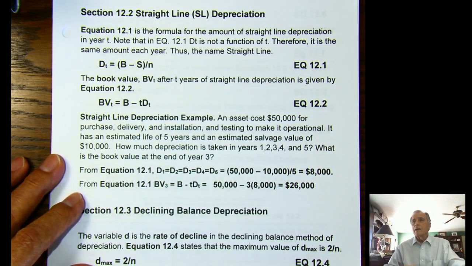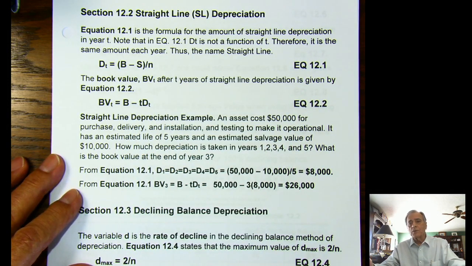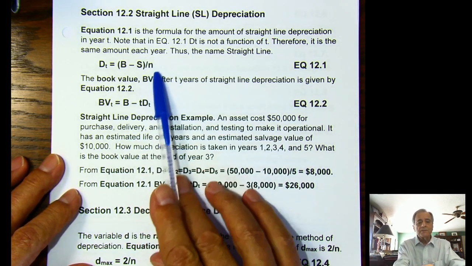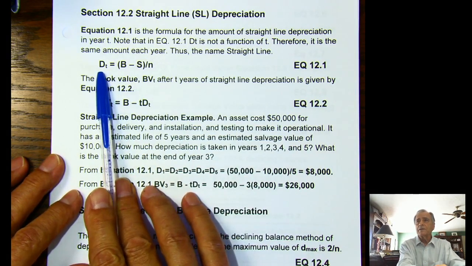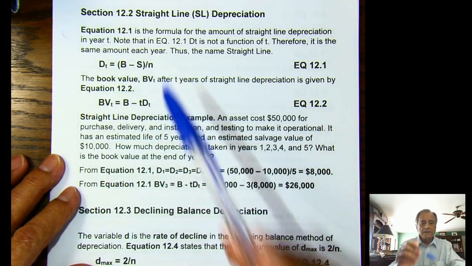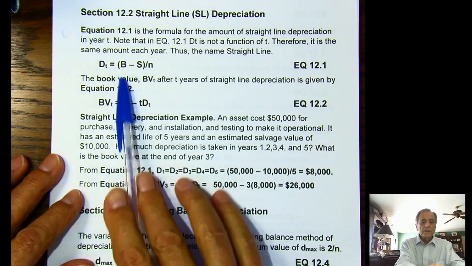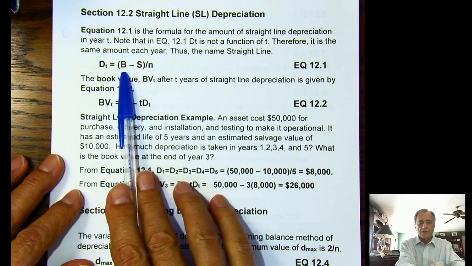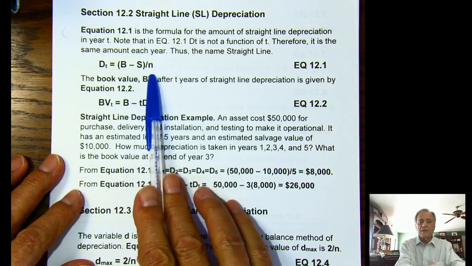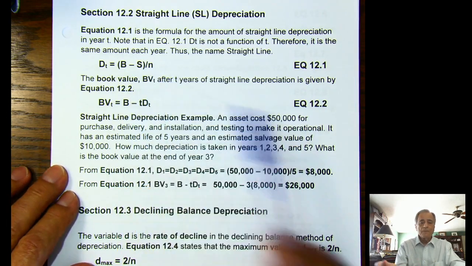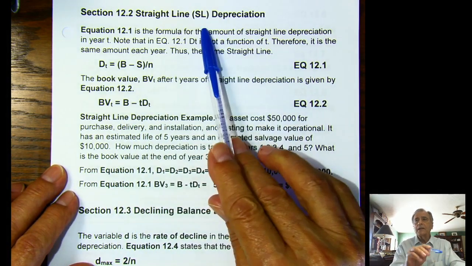Well, as in the example with the pickup truck for the corner gas station, you would want to estimate that as small as possible to get this depreciation as big as possible. Okay, so you might only estimate 3 years or 2 years. Then I'll trade this pickup truck in and get a new one. Anyway, this is the formula: B, my original basis, minus estimated salvage value, over estimated life. That's equation 12.1 for straight line depreciation.